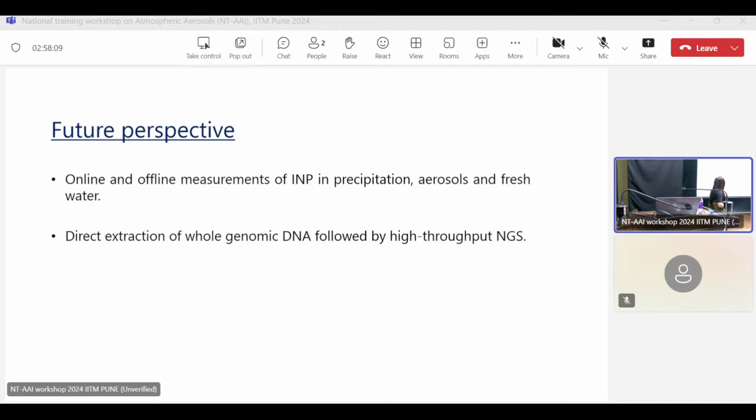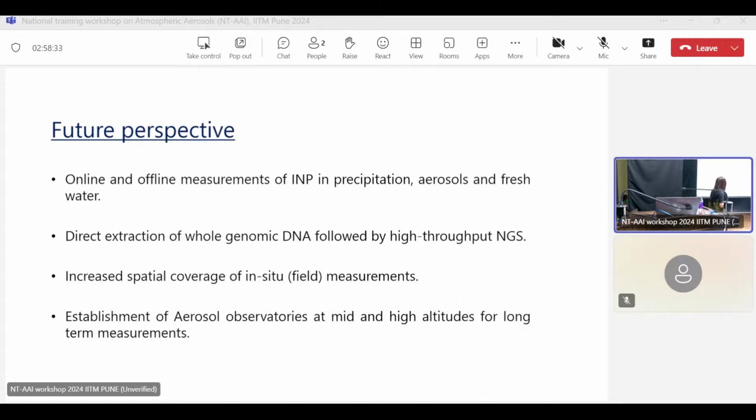Direct extraction of whole genomic DNA followed by high throughput NGS should be followed, because if we are doing the culture, we are losing a lot of non-culturable bioaerosol species. So this is a preferred technique. And then increased spatial coverage of in situ field measurements, like we have some pan-India plans to cover the bioaerosol and INP. And yes, last but not the least, establishment of aerosol observatories at mid and high altitudes for long-term measurements. So with this, I close and the floor is open for questions.